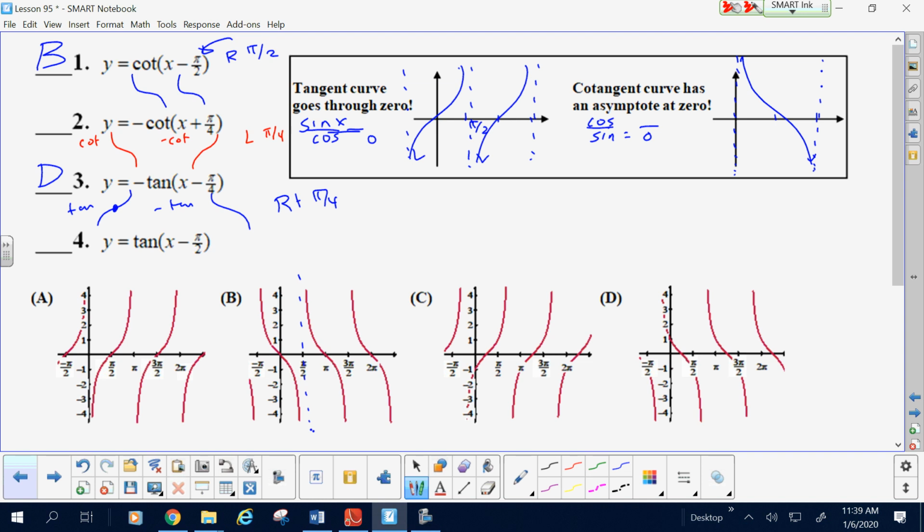Asymptote at negative pi over 4. What'd you say for 2? I agree. And then by default, okay.